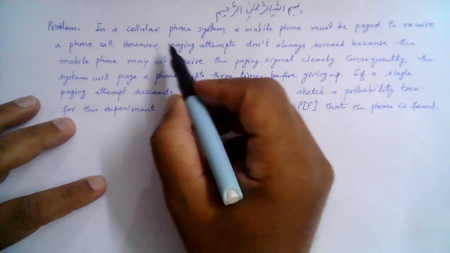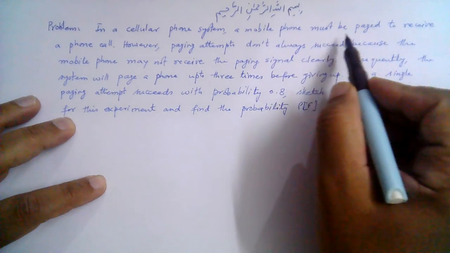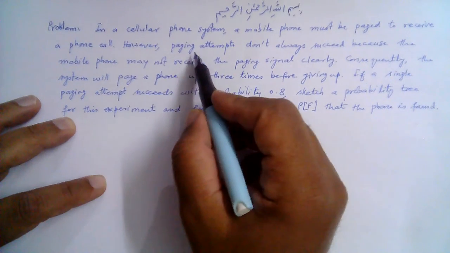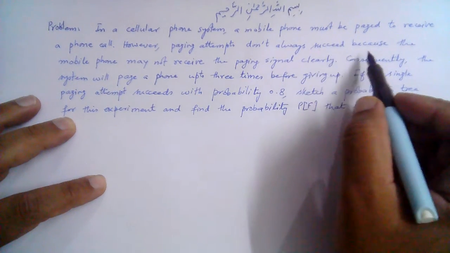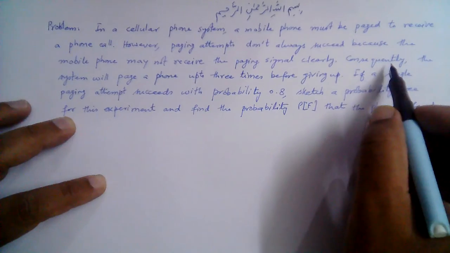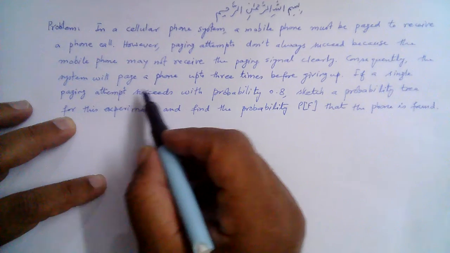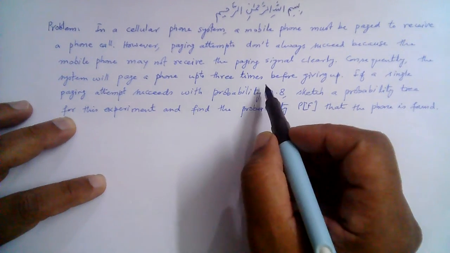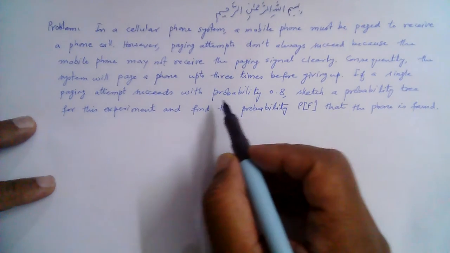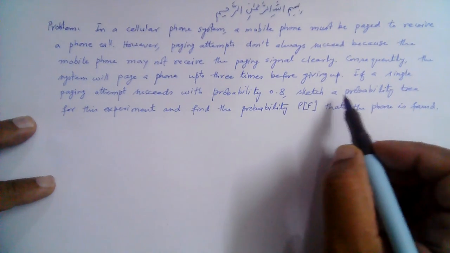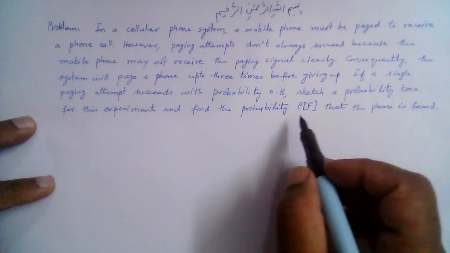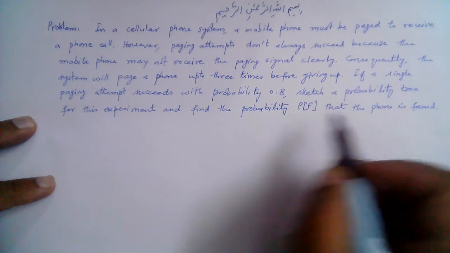In a cellular phone system, a mobile phone must be paged to receive a phone call. However, paging attempts do not always succeed because the mobile phone may not receive the paging signal clearly. Consequently, the system will page a phone up to 3 times before giving up. If a single paging attempt succeeds with probability 0.8, sketch a probability tree for this experiment and find the probability PF that the phone is found.